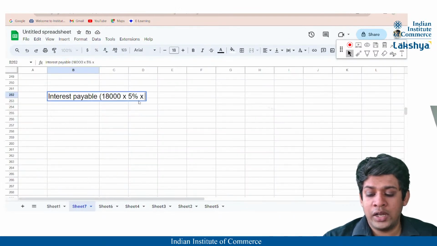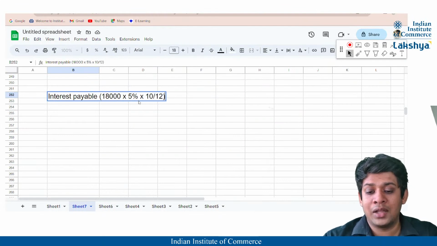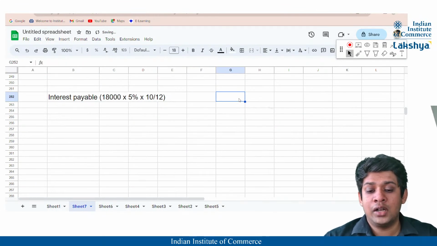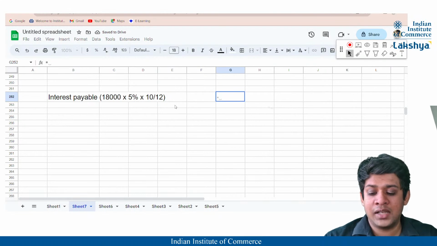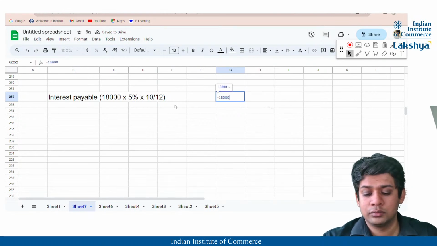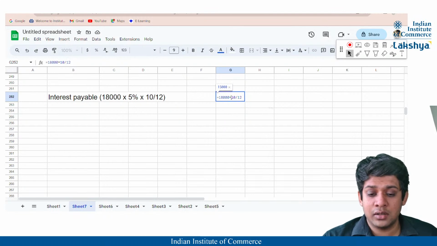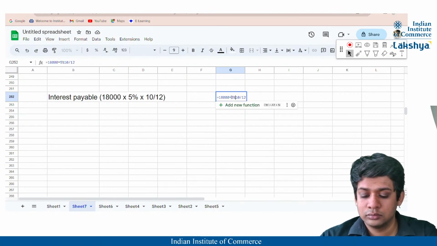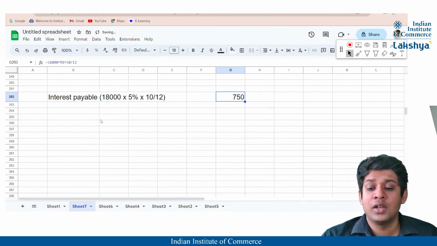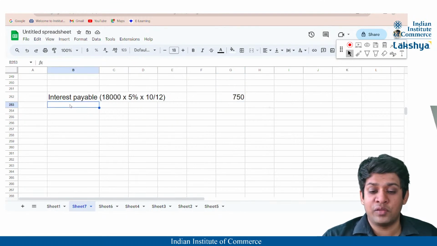So I will capitalize only 10 months divided by the 12-month period. So the interest payable which is going to be capitalized is 18,000 into 5% into 10 divided by 12. Sorry, I did not do the 5% earlier. This is the interest expense which is to be capitalized, which is 750.